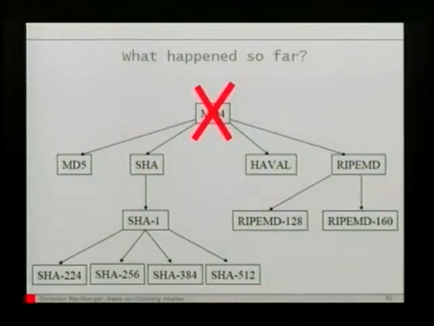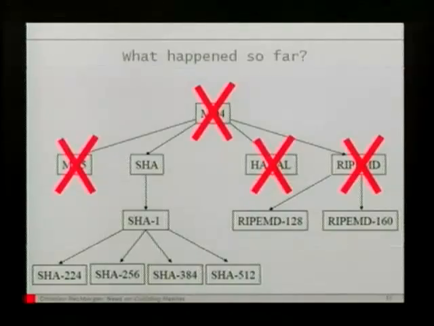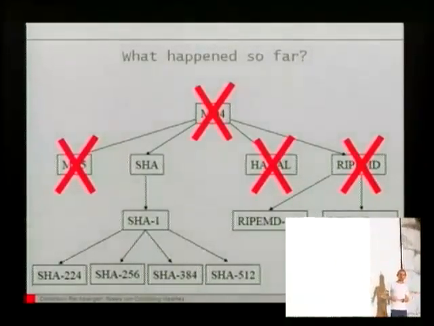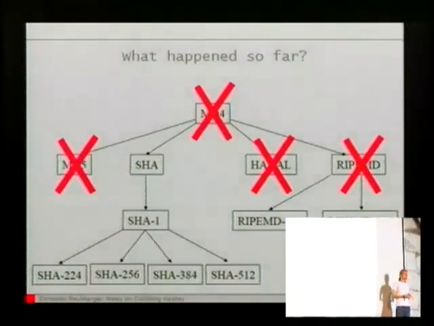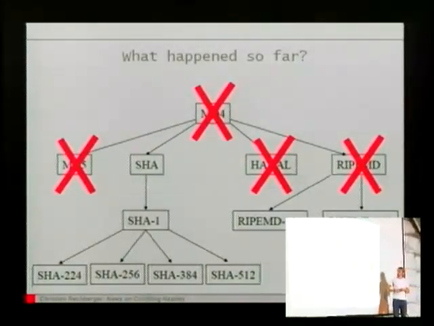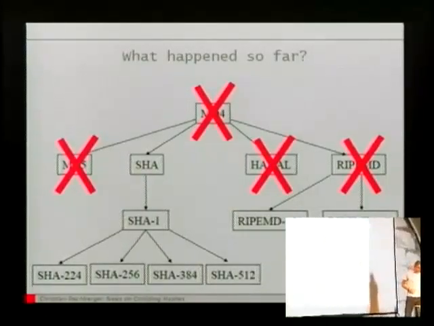Everything fine until about 3 years ago. Suddenly a group of Chinese researchers came up with a rather new method and boom. Collisions for MD5, collisions for HAVAL, collisions for RIPEMD. That was rather surprising at the time. And so for all of these hash functions, collisions have been produced.